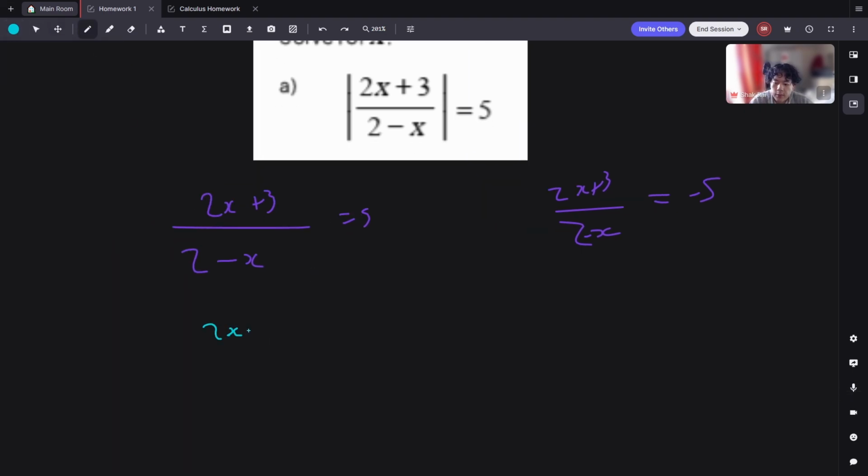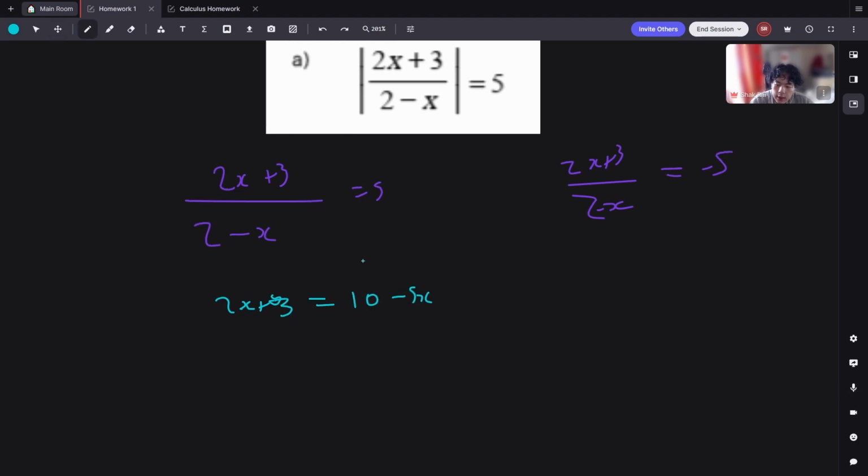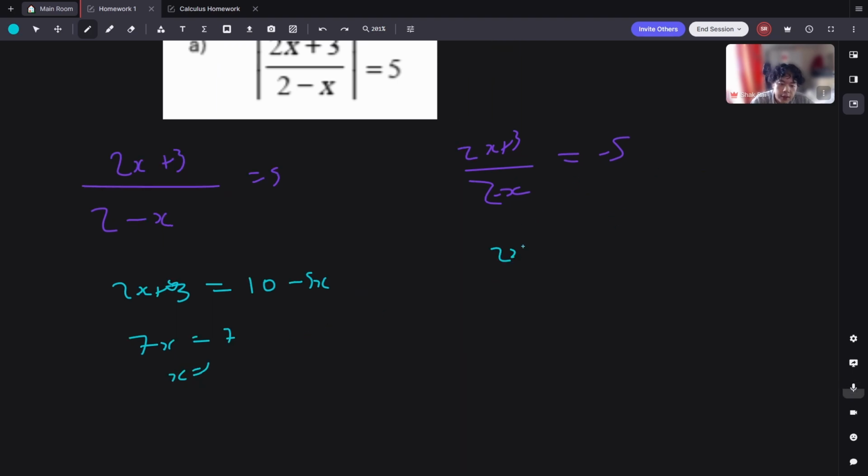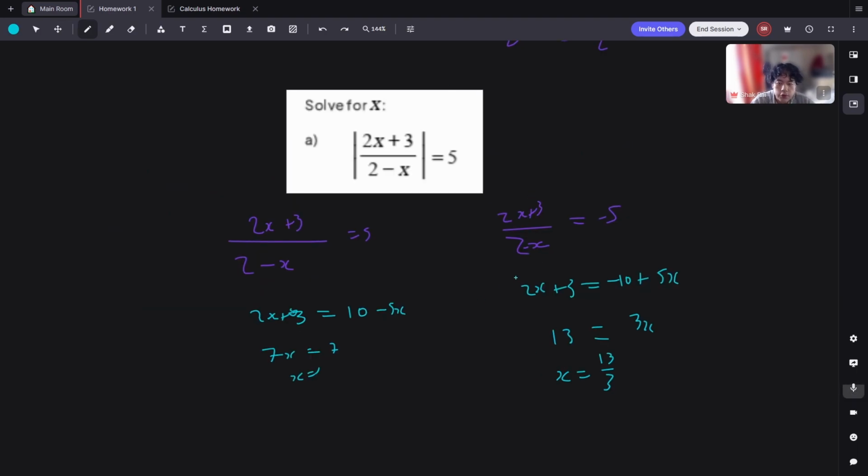So I have 2x plus 3 equals 10 minus 5x. And then 7x equals 7, so x equals 1. And then on the other side, I have 2x plus 3 equals minus 10 plus 5x. So then I have 3x equals 13, so x equals 13 over 3. Cool, so those are the two values for x.